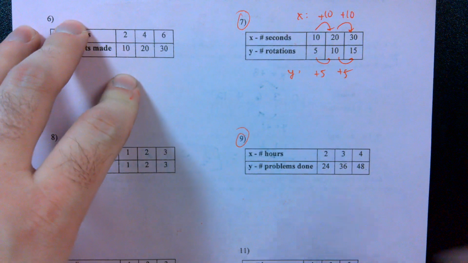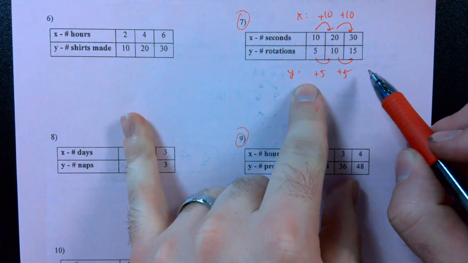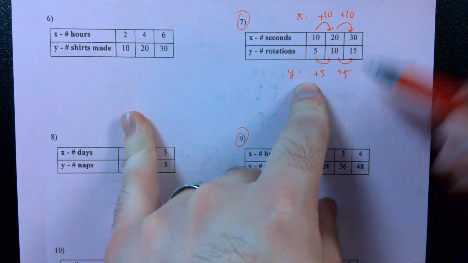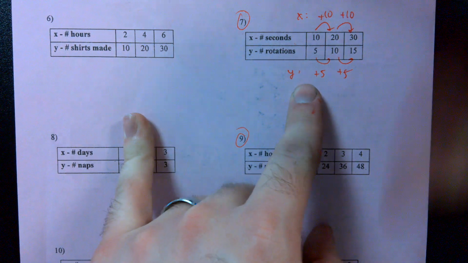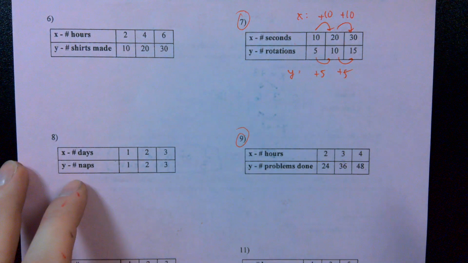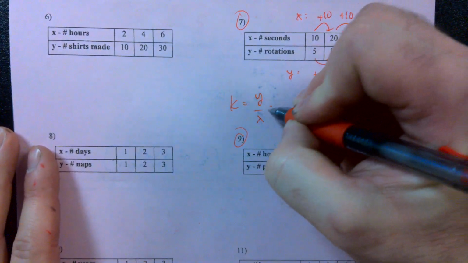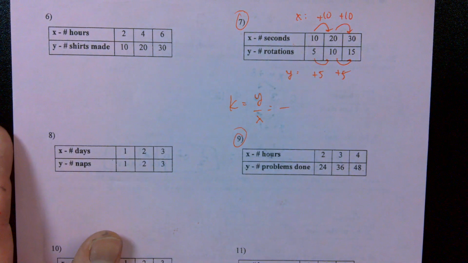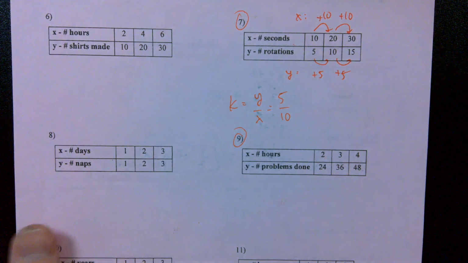Are all my changes in y the same? 5 and 5, are those the same number? Yes. Are all my changes in x the same? Yeah, 10 and 10. So that's constant. This is going to come up later. So if I put y over x, what does my fraction look like? Is it going to be 10 over 5? No. It's going to be 5 over 10.